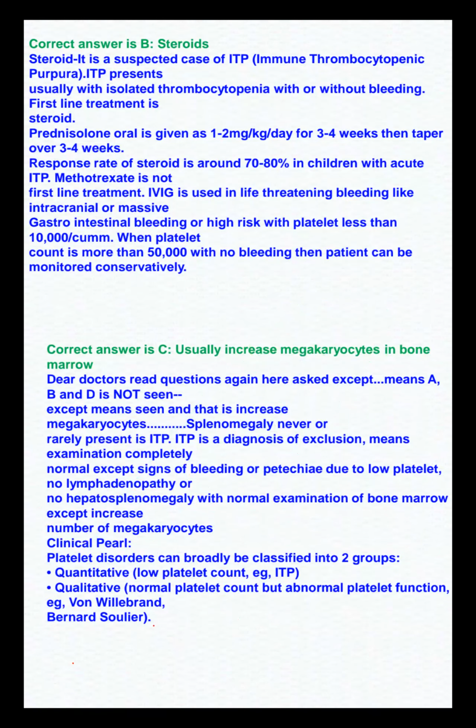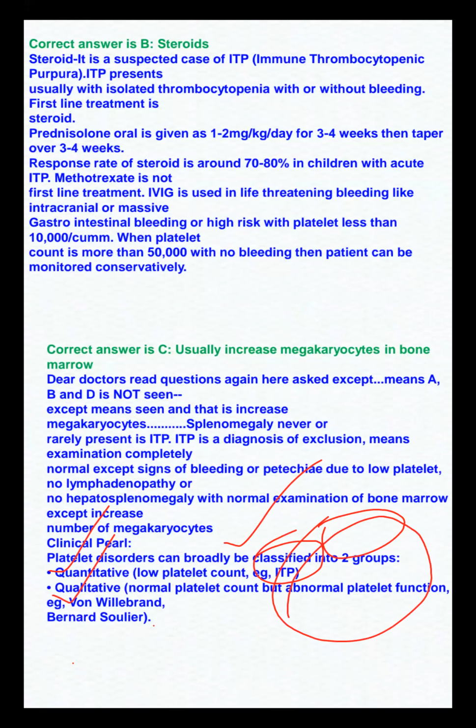Platelet disorders can broadly be classified into two groups, quantitative and qualitative. Quantitative means low platelet count, like ITP. Qualitative means normal platelet count but abnormal function, like von Willebrand. Hematology questions can carry more marks if you answer correctly, like hemophilia, von Willebrand, ITP. These are the exam questions. So don't be confused. This PDF is enough.